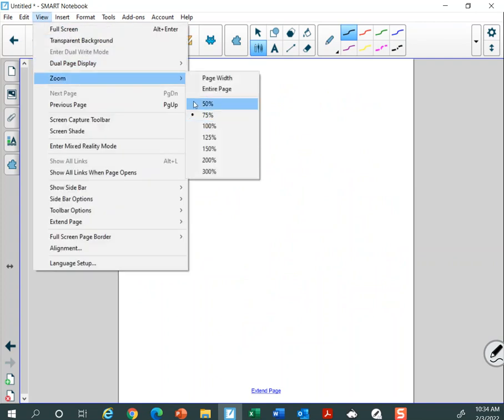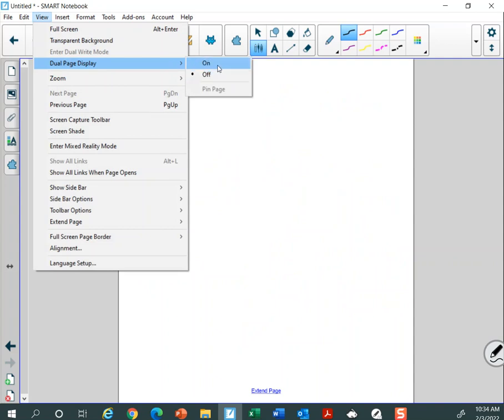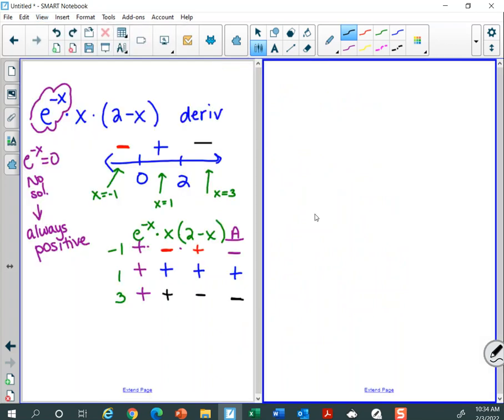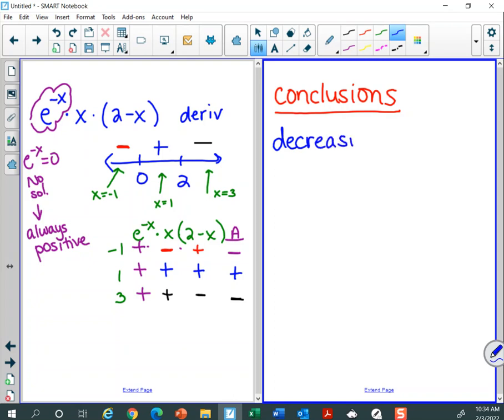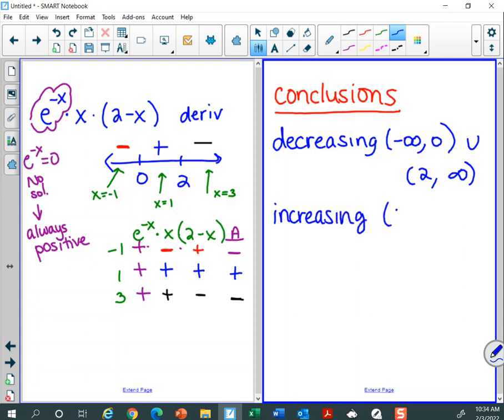And then we are finally ready to write some conclusions, predictions, descriptions. So here are the conclusions I'm going to make about this function. My function that I started with is decreasing from -infinity to 0, and then again from 2 to infinity. My function is increasing from 0 to 2.